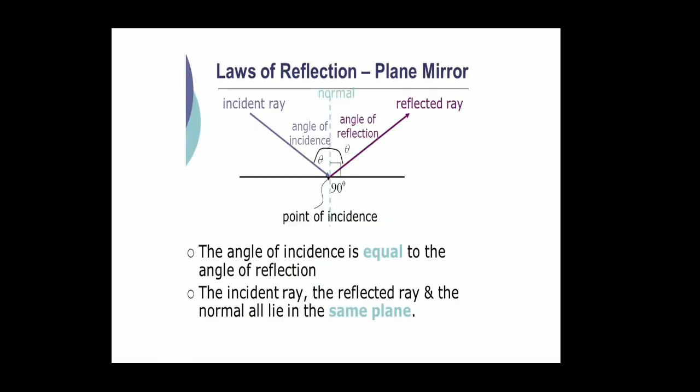Now the same thing is given with another representation. Once again I am saying, i is equal to r. And the second one is that the incident ray, the reflected ray, and the normal all lie in the same plane at the point of incidence.